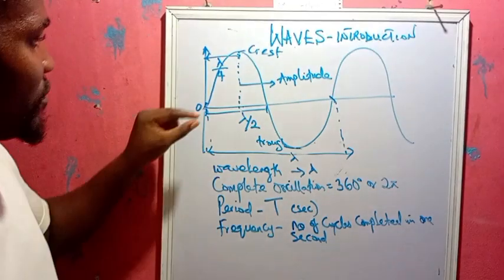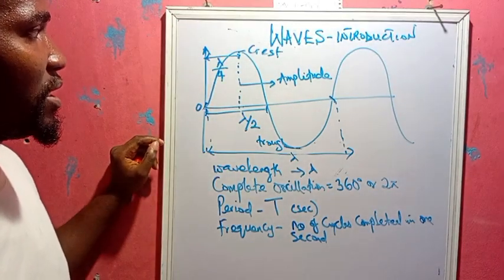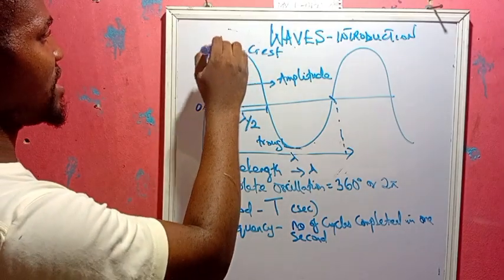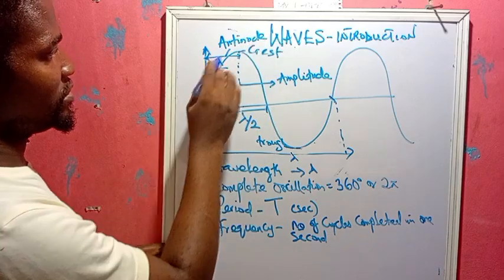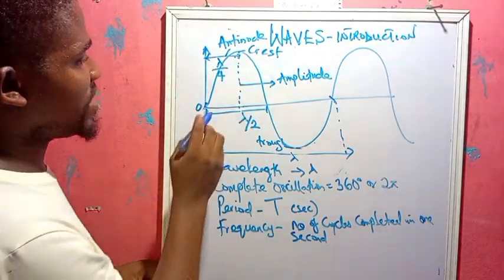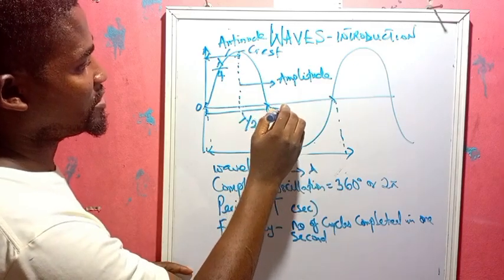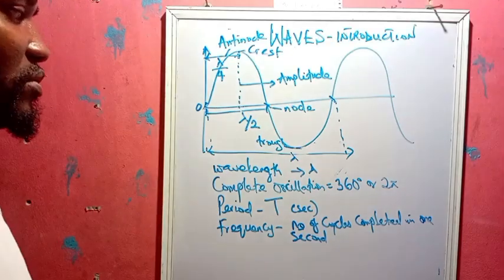Meanwhile, the highest level also attained by a wave, that's from here to here, is also known as the antinode, from this point to the highest point of travel. While the point of rest, this point where there is no displacement, is known as the node.